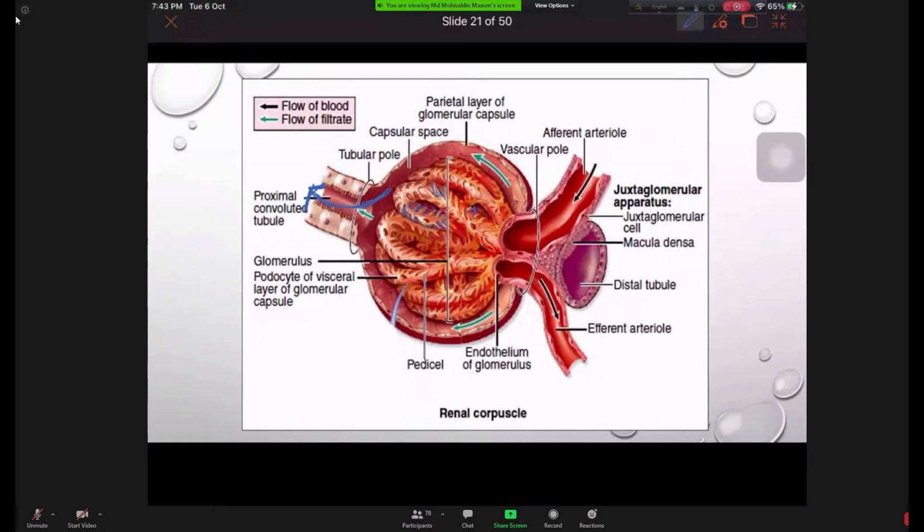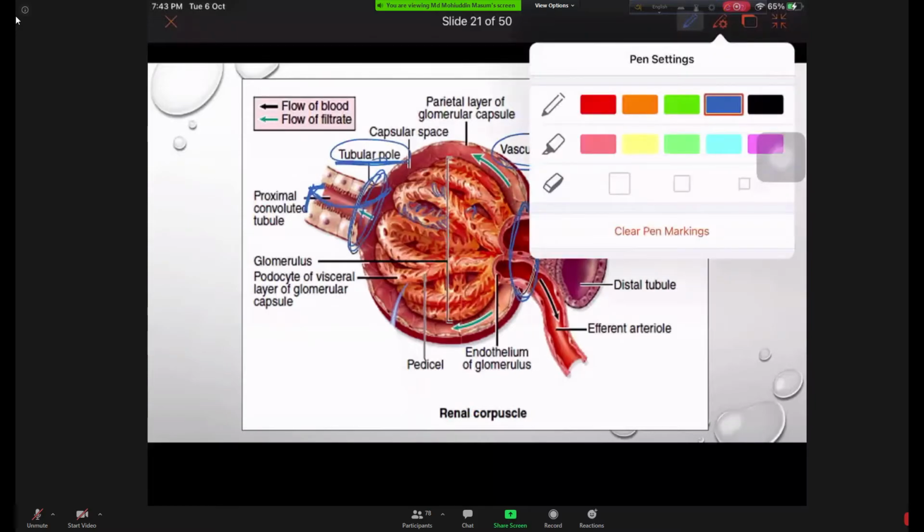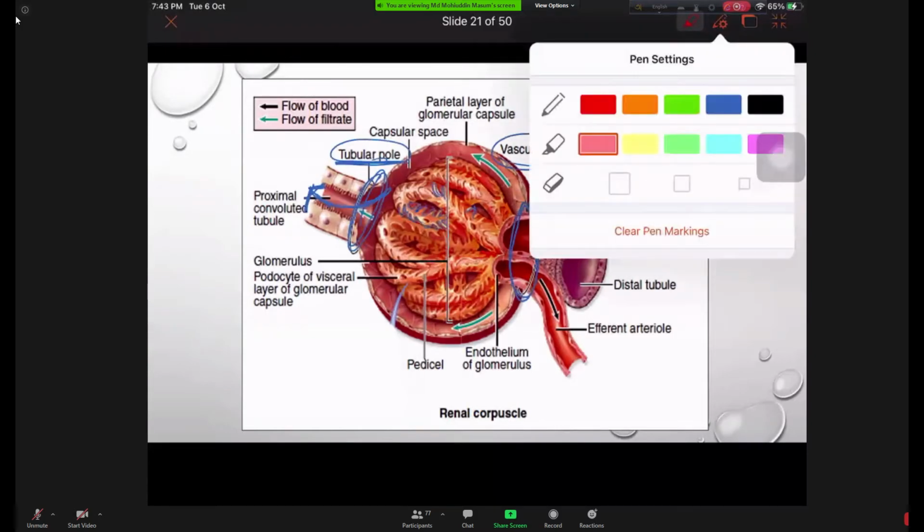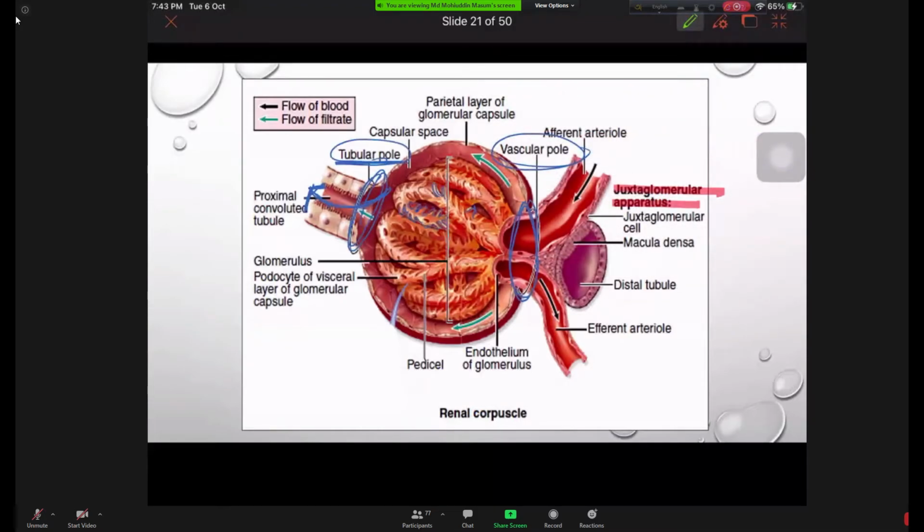So this is the vascular pole, and this is the tubular pole. Another important thing that you should learn from the kidney is the juxtaglomerular apparatus. So what is the juxtaglomerular apparatus? It is a very common short note that comes in MCQ, written, and oral exams.